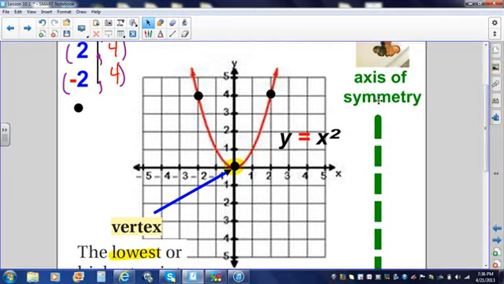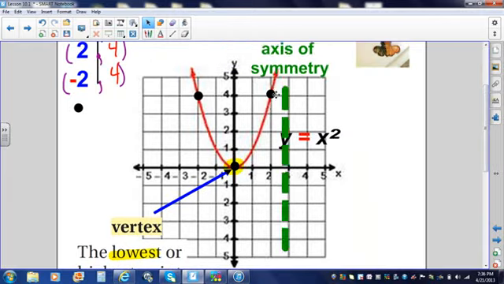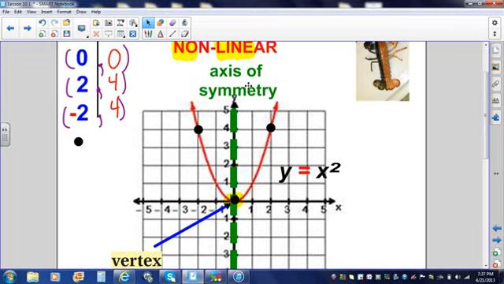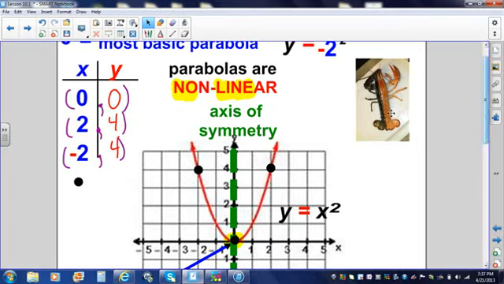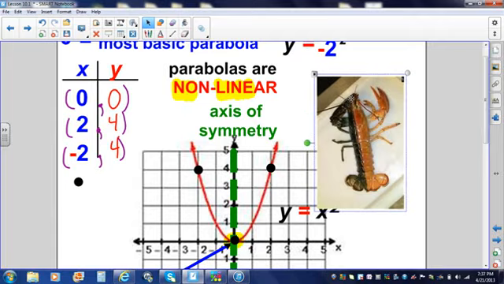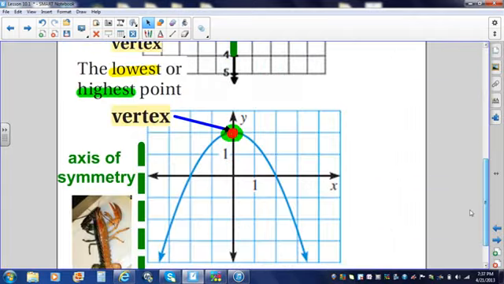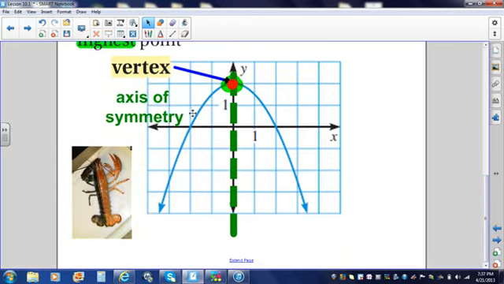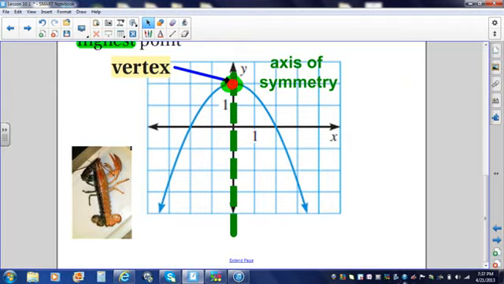The other thing we're going to talk about today is the axis of symmetry. Well, symmetry is when you divide something into equal parts. So the axis of symmetry is this imaginary line that splits our parabola into two equal parts. Kind of like this really cool lobster here. He's split into, well, pretend they're equal, two equal parts. One half is orange, one half is black. Here, our axis of symmetry would go right there. It splits the parabola into two equal parts.